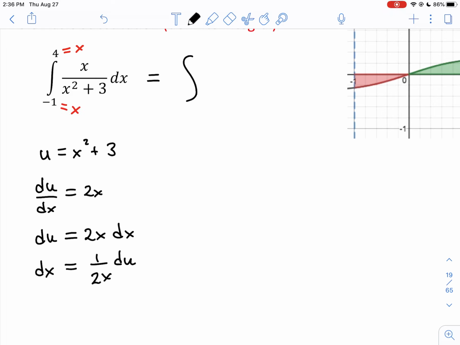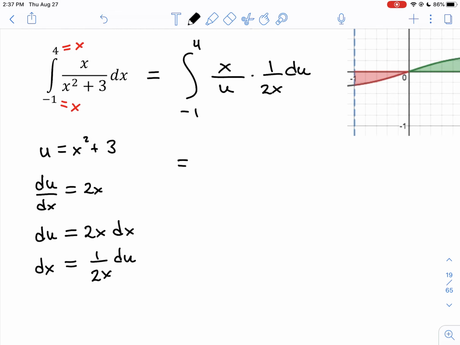So when I rewrite my integral from -1 to 4, but I do my change of variables, let's go ahead and do this. There's an x up here I'm not changing, the bottom I'm changing to a u, and the dx I'm changing to 1 over 2x du. Now I see the x's cancel, and we have a 2 though down there still, so that comes out as a 1/2. And we have an integral from -1 to 4 of 1 over u du.